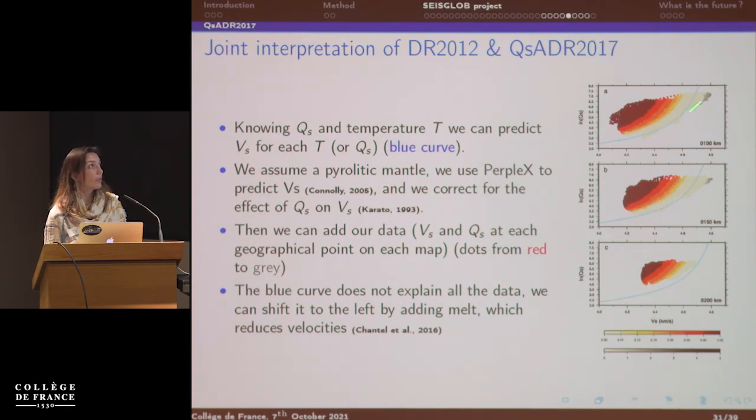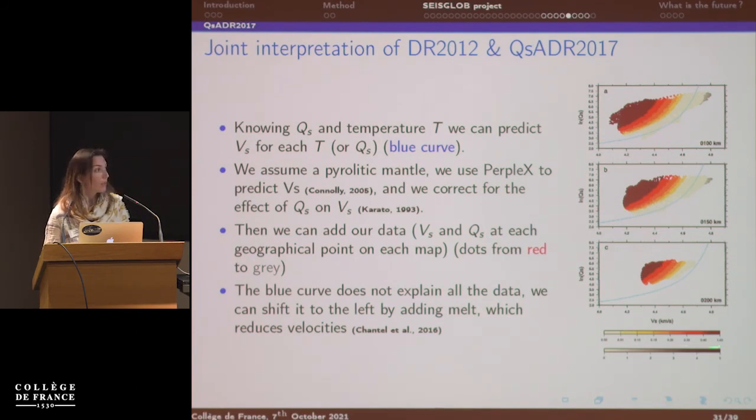What you see is that the curve does not explain all the data, and you have this large part here, with low velocity, that you cannot explain with this thermodynamic relationship. So we need to find a way to lower the velocity, and this can be done by adding melt. That's what we did. We used some experimental data to get the effect of melt on velocities, and then you can lower the velocity with some proportion of melt.